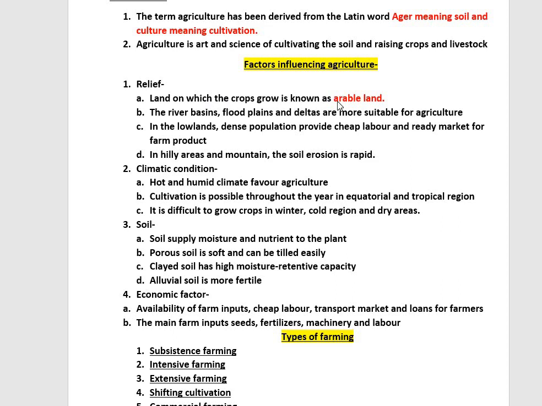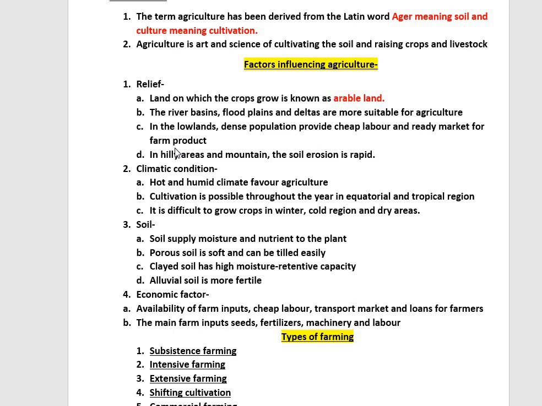Land on which the crop is grown is known as arable land. The meaning of arable land is the land on which the farmer is growing his crop. Point B, the river basins, floodplains and delta. We have already learned that deltas, where rivers bring and settle their sediments, are very suitable for agriculture. In the lowlands, dense population provides cheap labor and a ready market for the farm products.